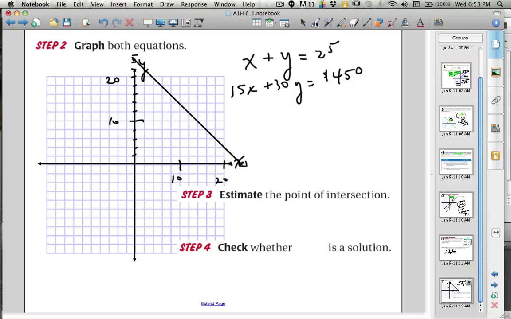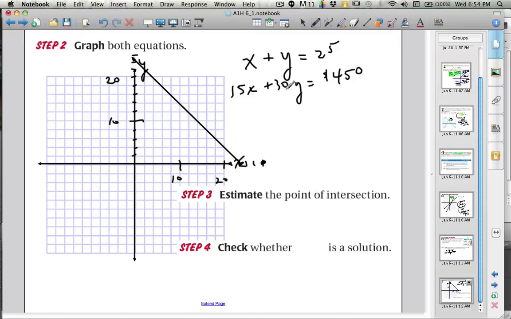Now, when we look at the next equation, to find the x-intercept, I set y to be equal to 0. So I'd have 450 divided by 15, so that would be 30. So here was 25, 26, 28, 30. So that would be right there.